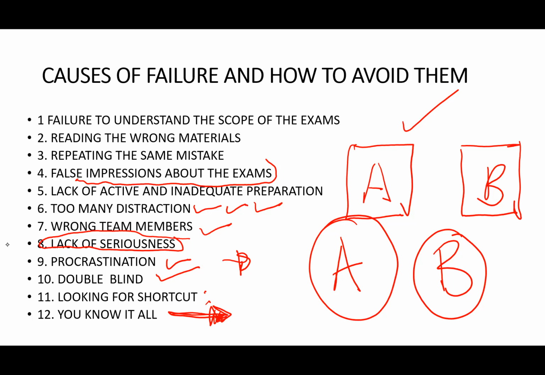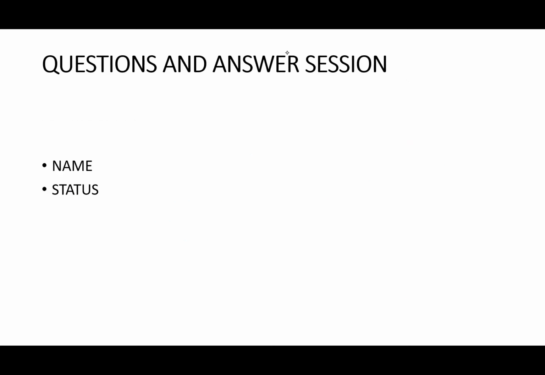So these are some points to talk about. Now we've come to the most important aspect of this orientation, which is the question and answer session. So I'm going to allow you to unmute yourself. The question and answer session is the most important aspect of this orientation so that you get clarification. If you have a question, you should identify yourself, say your name, then mention your status, whether you have written the exam before or not. Then you ask a question. I'll address it.